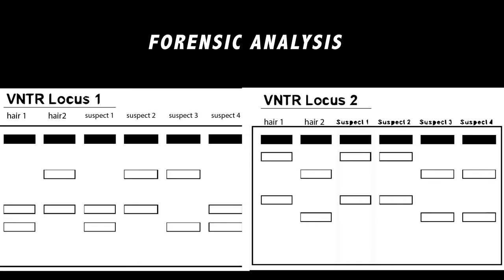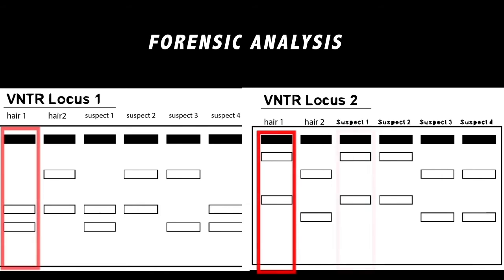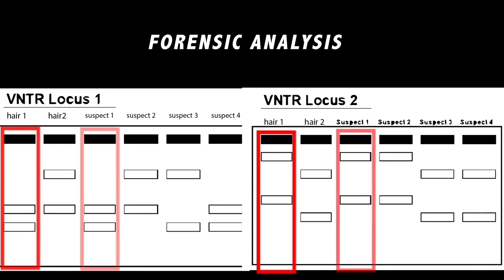The suspect is excluded from leaving the piece of evidence at the crime scene if they do not match both loci exactly. This means for hair 1, we can eliminate suspects 2, 3, and 4. We can identify the hair belonging to suspect 1. We observe no match for hair 2 because it doesn't have one suspect that matches both of its loci.